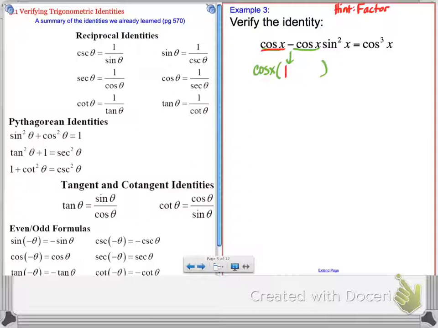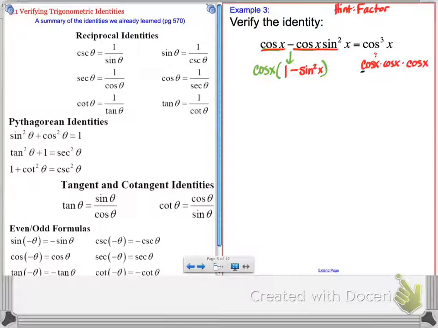And cosine of x times 1 is cosine of x. Cosine of x times sine squared of x is cosine x sine squared of x. So undistributing is the same thing as factoring. These two values are identical based on the fact that we've undistributed. We've used the distributive property. Now keep in mind where I'm headed. I'm headed to cosine to the third, which means 3 cosines being multiplied together.